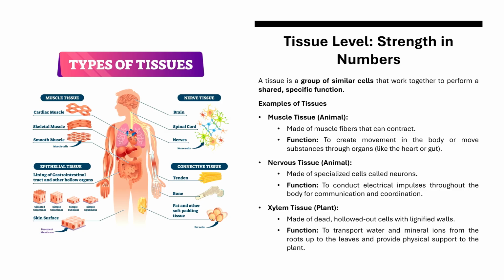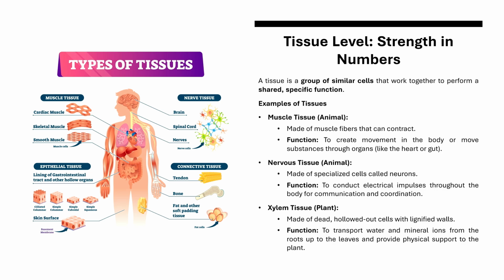Next one is xylem tissue. Plants have tissues which are just as specialized. For example, xylem tissue is a perfect example of how form fits function. It is made of dead, hollowed out cells with walls reinforced by lignin, as we discussed in the previous slide. This unique structure allows it to do two massive jobs.